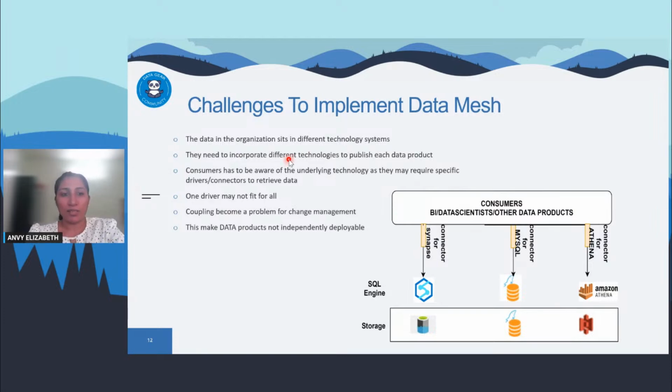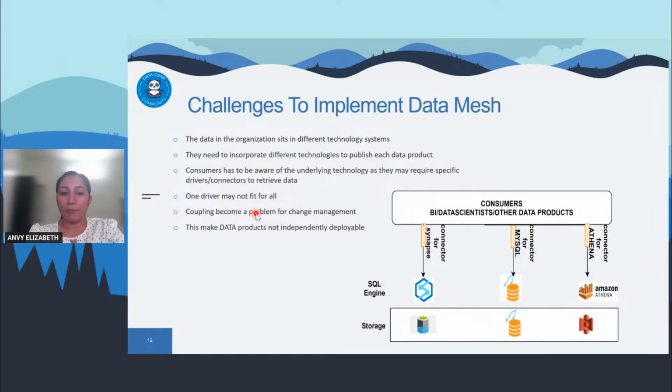data mesh. The first challenge is that the organization's data sits in different technology systems. You can see here the organization's data comes from different data sources, and they need to incorporate different technologies to publish each data product. For example, for a particular data product they need to use Azure Synapse, or some connectors for MySQL DBs or legacy systems. Then they need another connector for S3 buckets. So consumers have to be aware of the underlying technology, as they may need specific drivers or connectors to retrieve data. And one driver may not fit all conditions. They have to use separate connectors.